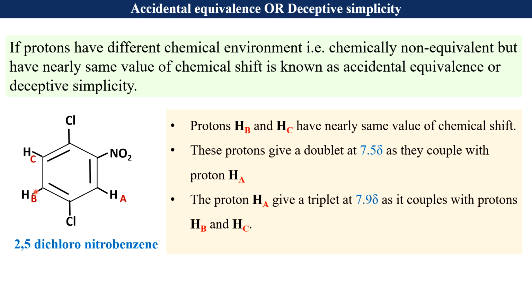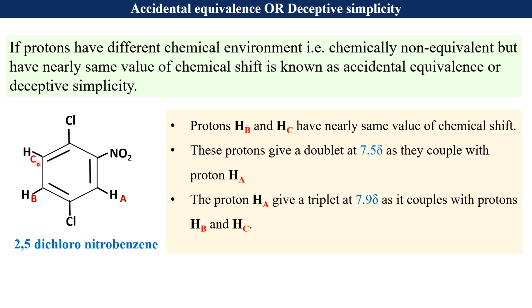But protons Hb and Hc have different chemical environments. For proton Hb, the chlorine is at the ortho position and the nitro is at the para position. For proton Hc, one chlorine is at the ortho position and the nitro group is at the meta position. Thus, protons Hb and Hc have different chemical environments, that is, they are chemically non-equivalent. But it is observed that these two protons have nearly the same value of chemical shift.